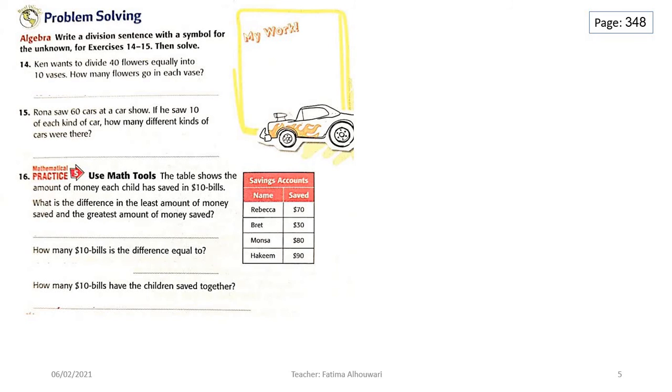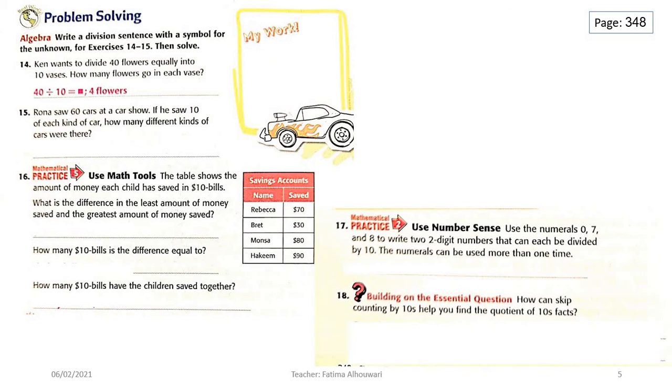We have more problems. Problem number 14. Ken wants to divide 40 flowers equally into 10 vases. How many flowers go in each vase? What do you think, grade 3? How can we find that? Yes, it's 40 divided by 10. Remove the 0 from the dividend and you will be left with 4. So 40 divided by 10 equals 4.